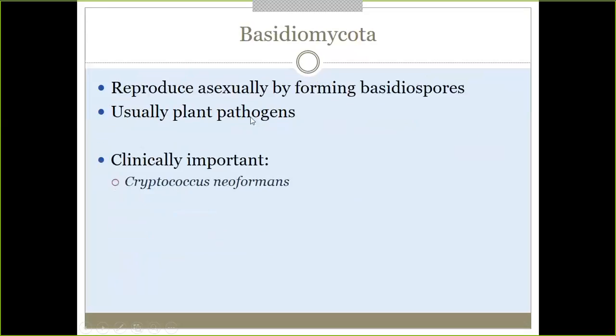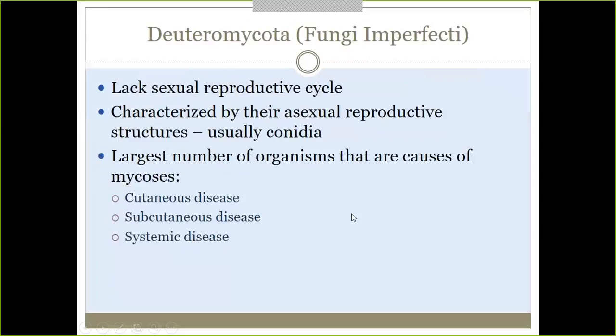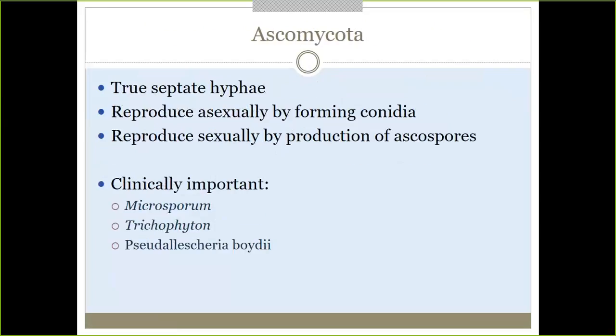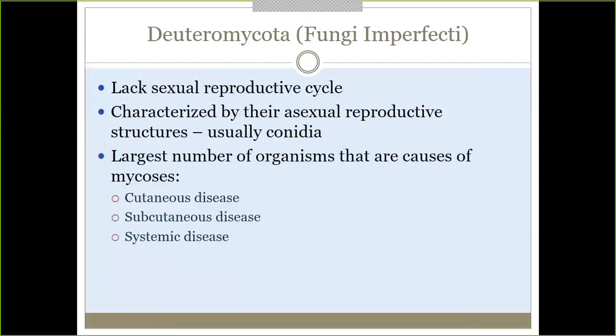Basidiomycota also forms basidiospores, that's why they named the category. The only clinically important one here is Cryptococcus neoformans, so we'll get to learning about that in a minute. And then our last one, Deuteromycetes, basically involves the biggest number of infections that we find. They involve everything from cutaneous infections to subcutaneous to systemic. So most of the mycology, most of the yeast and molds that we're going to talk about, fit into this category. So that's just a quick overview on the other three categories.